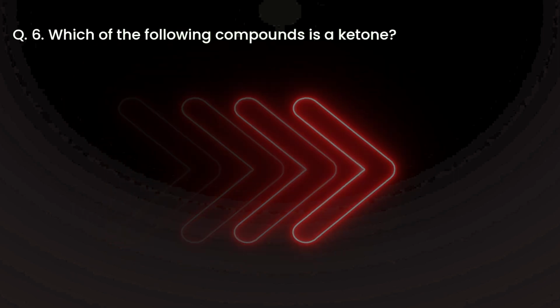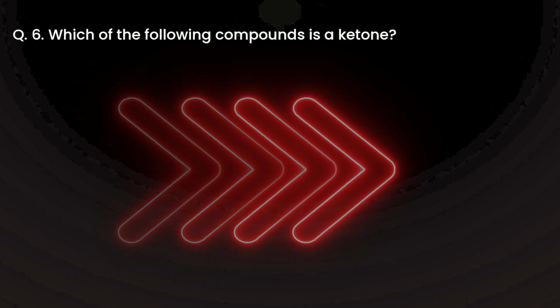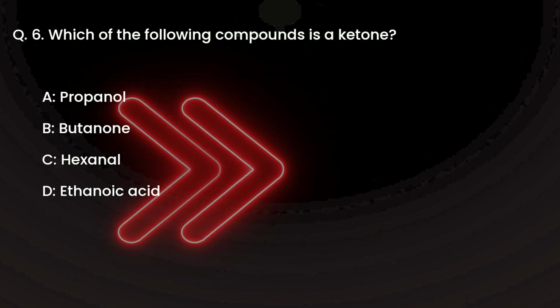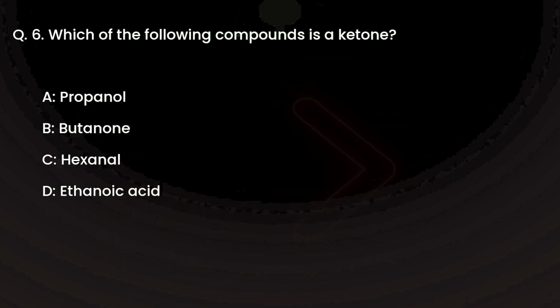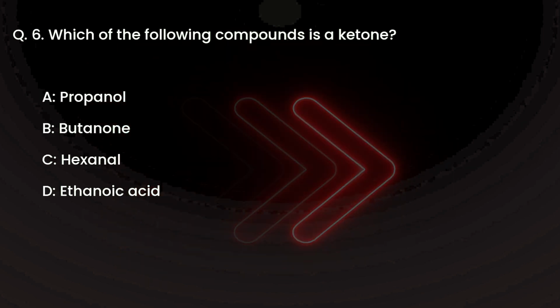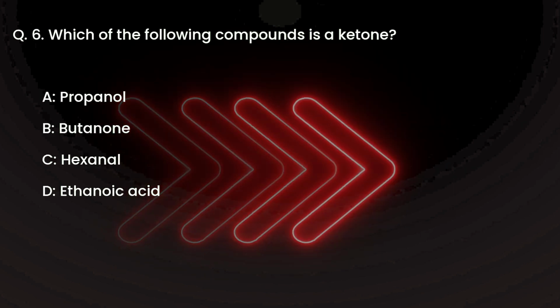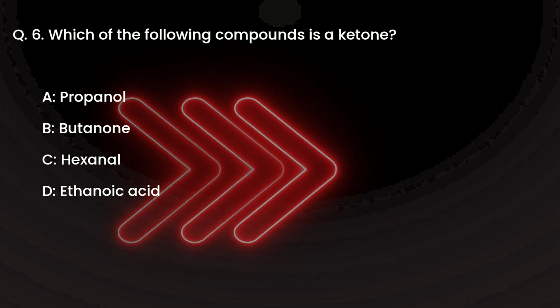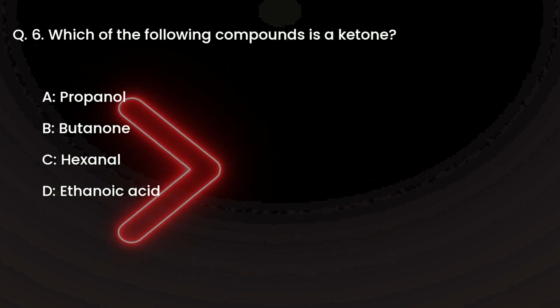Question 6. Which of the following compounds is a ketone? Option A. Propanol. Option B. Butanone. Option C. Hexanone. Option D. Ethanoic acid. You have 5 seconds to answer the question.